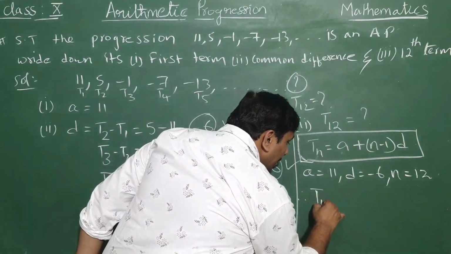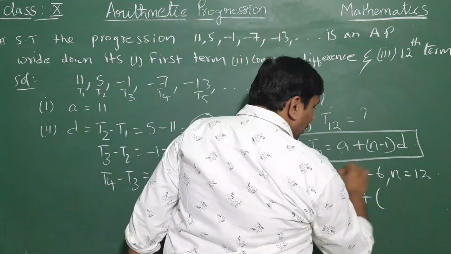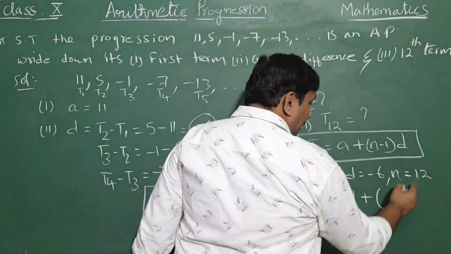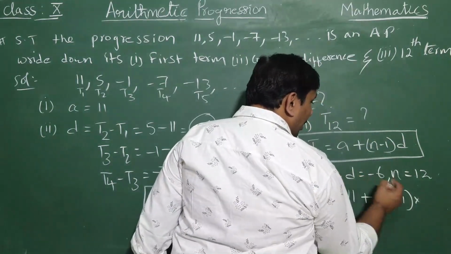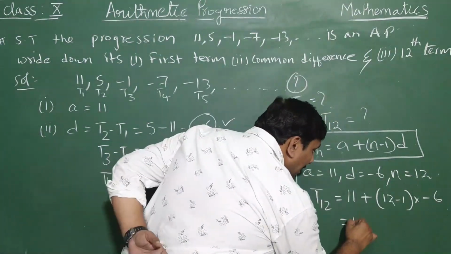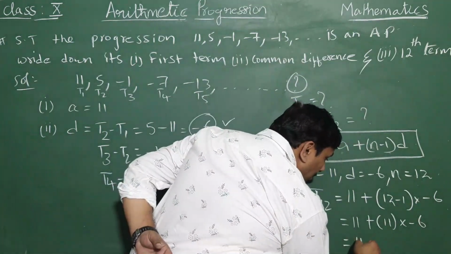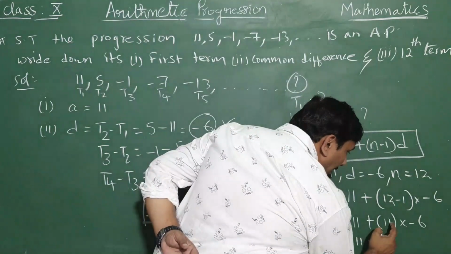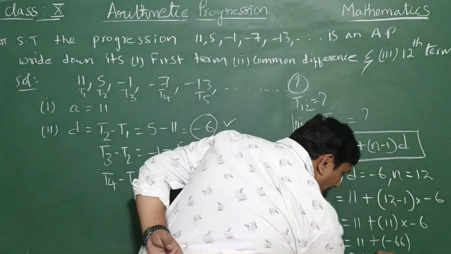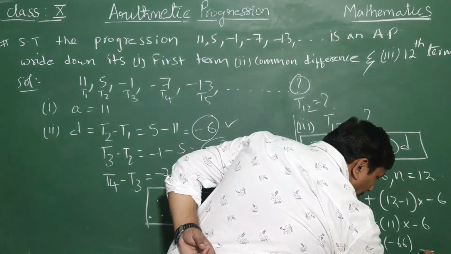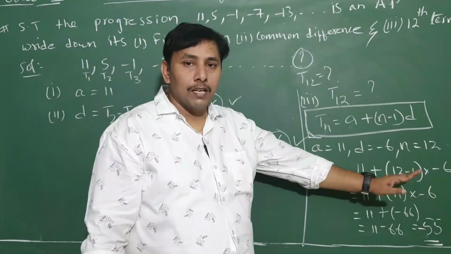So therefore T12 is equal to A plus (n minus 1) into D, that is 11 plus (12 minus 1), n is 12, into D. What is D? D is minus 6. So what we will get? 11 plus (12 minus 1) is 11 into minus 6. This is equal to 11 plus 11 into minus 6, which is minus 66. So you will get 11 minus 66, which is nothing but minus 55. Therefore, the 12th term is minus 55.